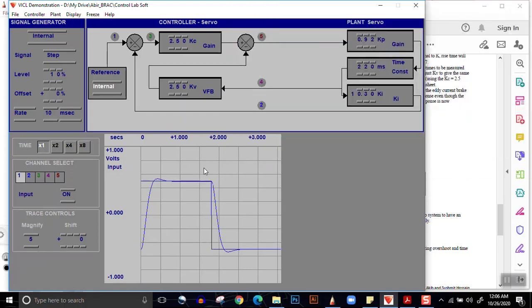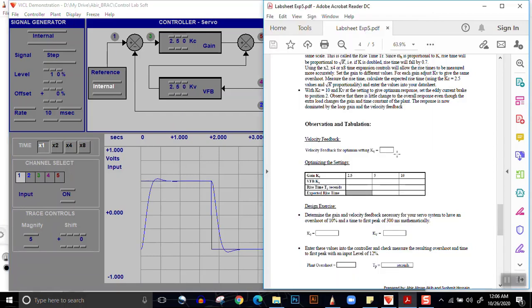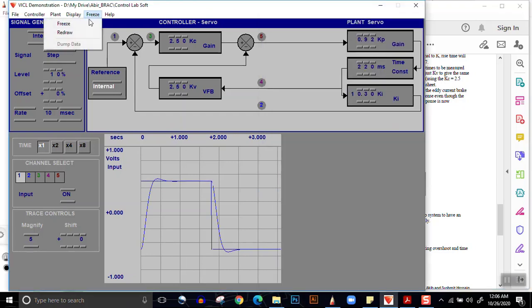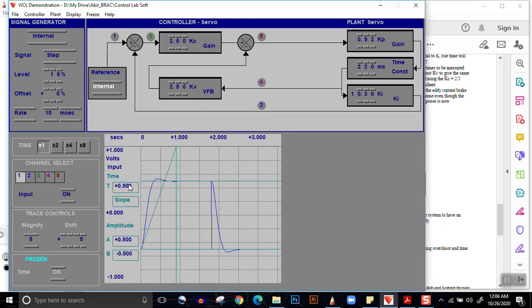So what we do is we increase the Kv value in such a way that there is a very small amount of overshoot. Then we write this value of Kv over here and also over here. Then we measure the rise time. What is the rise time? We freeze it. We take the time, and the point where this output intersects the input, this is the rise time.